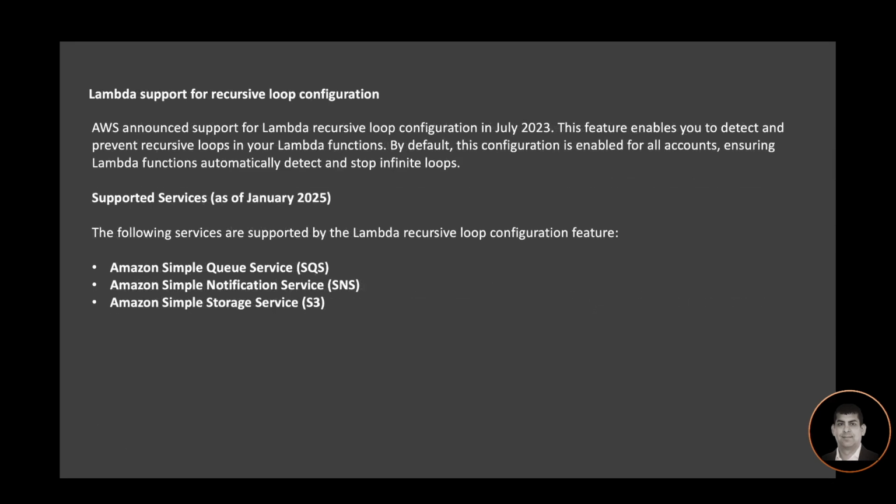Now, AWS announced support for Lambda Recursive Loop Configuration in July 2023. This feature enables you to detect and prevent a recursive loop in your Lambda function. By default, this configuration is enabled for all accounts, ensuring that Lambda functions automatically detect and stop infinite loops. Supported services as of January 2025 are Simple Queue Service, Simple Notification Service, and Simple Storage Service. So SQS, SNS, and S3, of course, along with Lambda, because that's how the event mapping will be created.